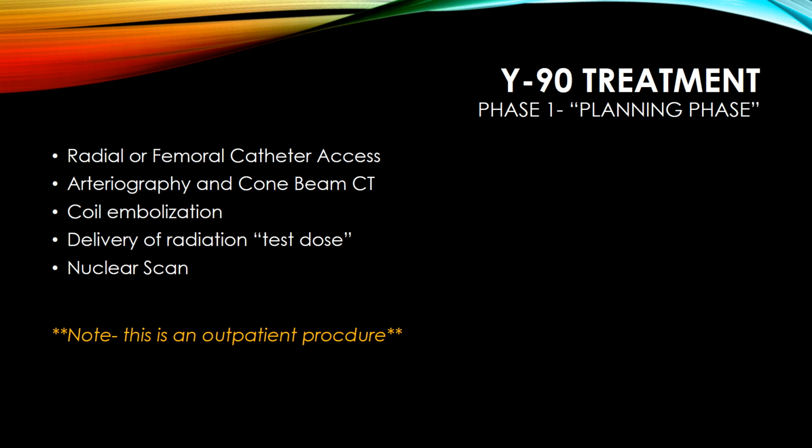Cone beam CT is done to get lobe volumes, and this helps us make an exact radiation dose for the patient should they proceed with the treatment phase. Coil embolization can be used if we're worried about reflux into collateral arteries, and from there we deliver a radiation test dose and send the patient to nuclear scan.